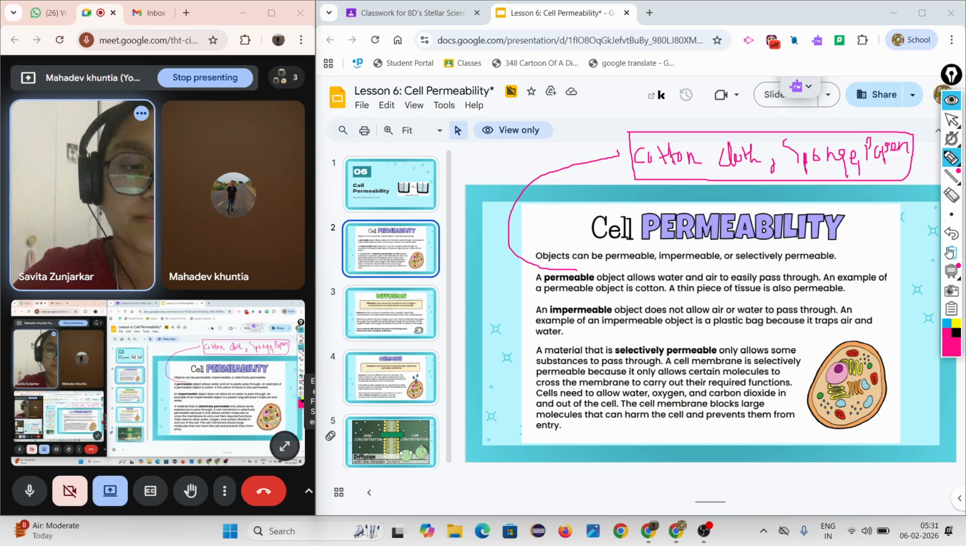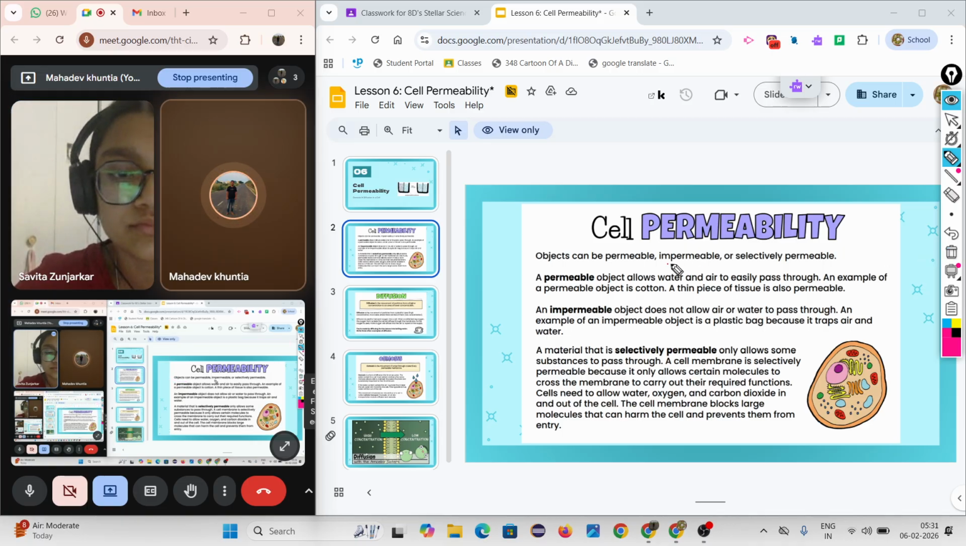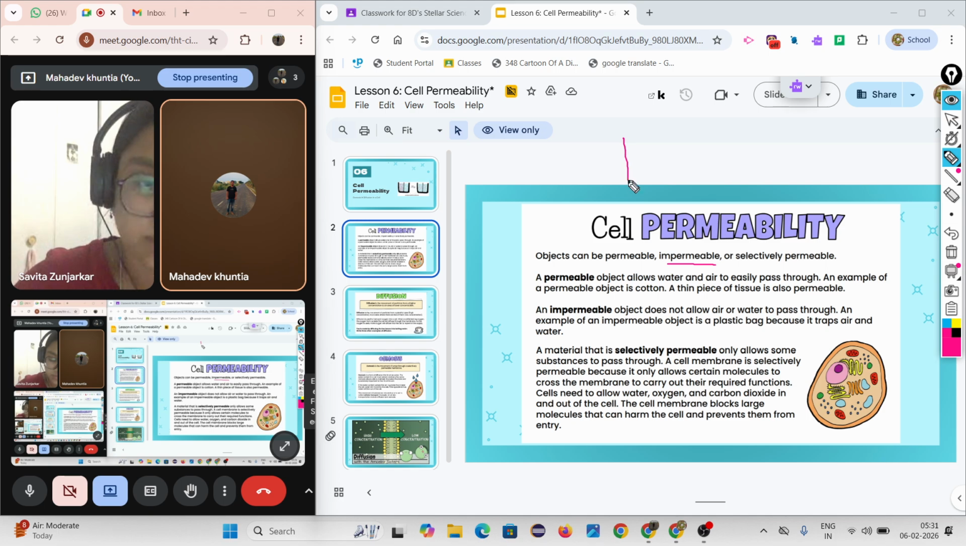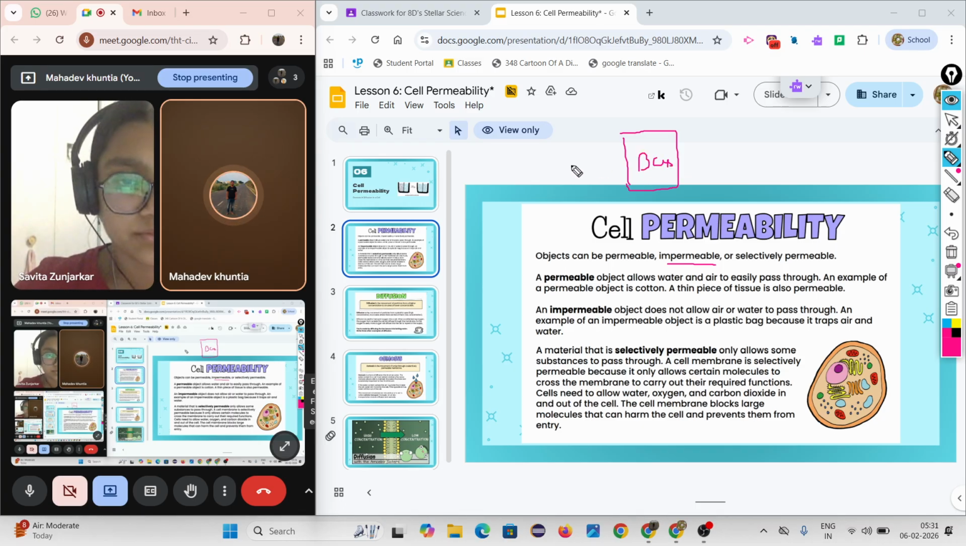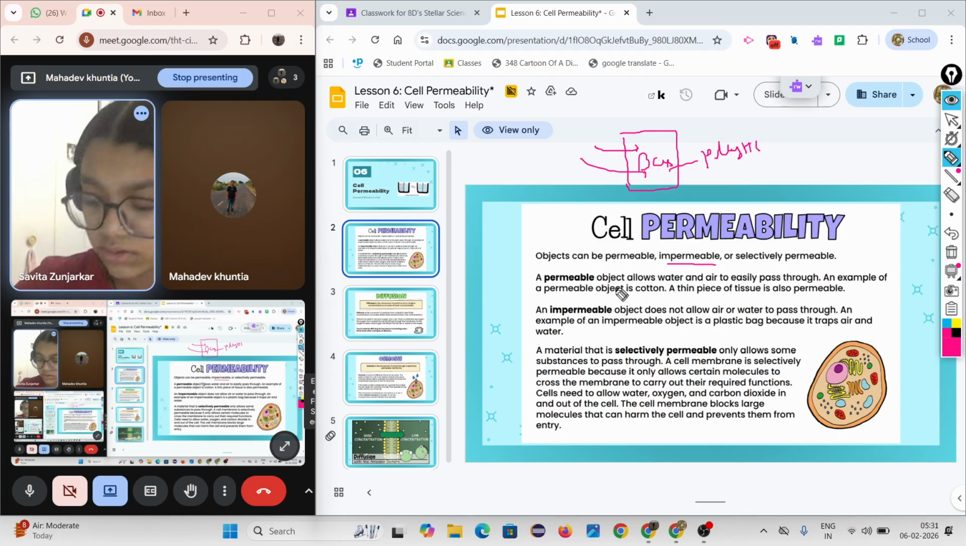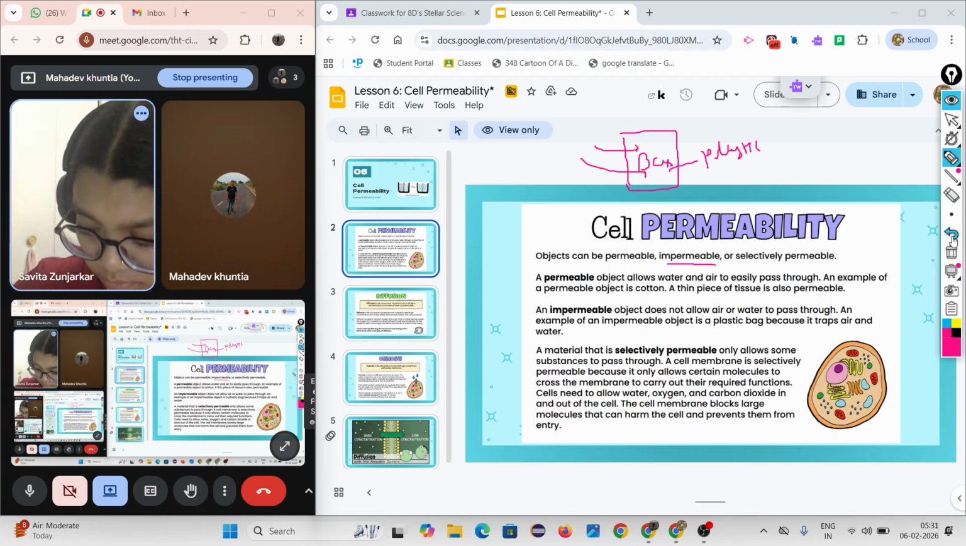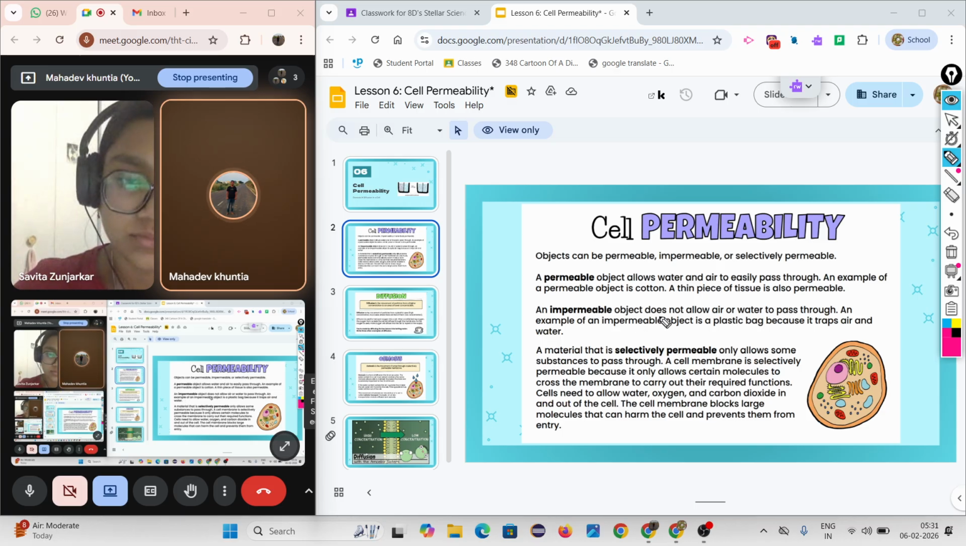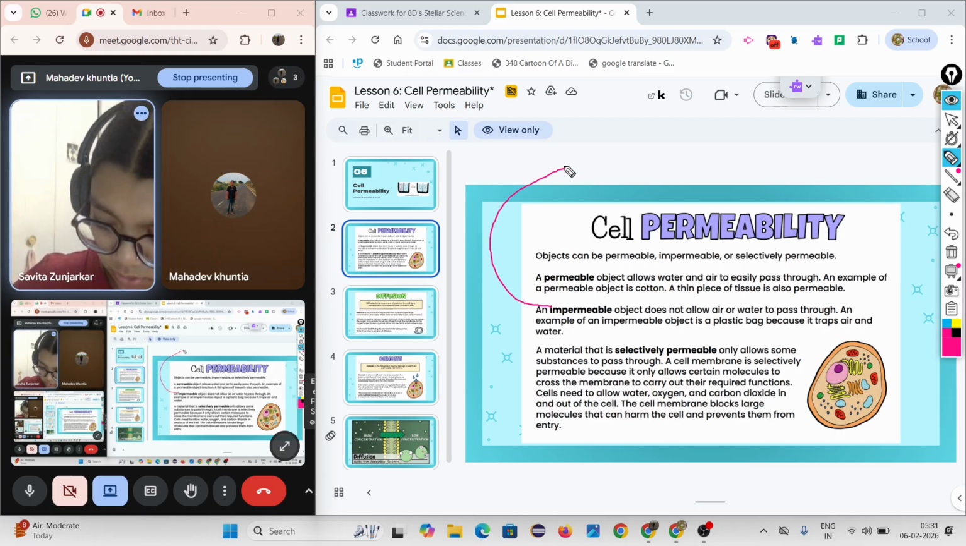Then another thing, impermeable. Look. You have a plastic box. Can water pass through the plastic box? Can air pass through the plastic box? So that means plastic is which type of object? Impermeable. So an impermeable object does not allow air or water to pass through.